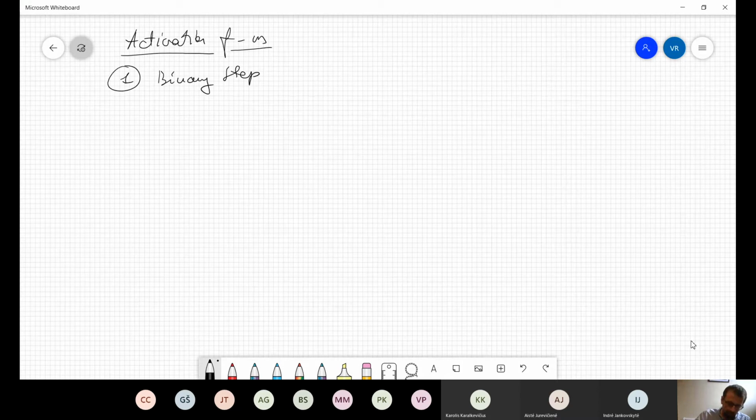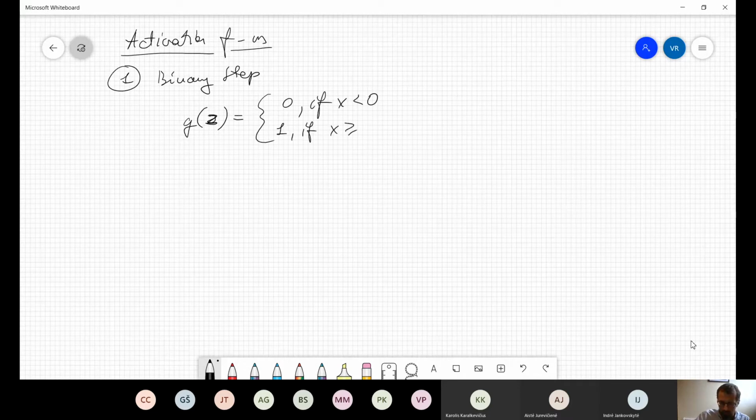So this function, f(z), equals 0 if z is less than 0, or 1 if z is greater than or equal to 0. This is the classical way. Of course, you've seen the function in the classical way; it should be -1 and 1, but there are various options.